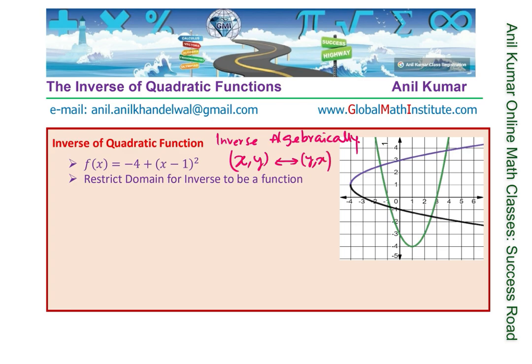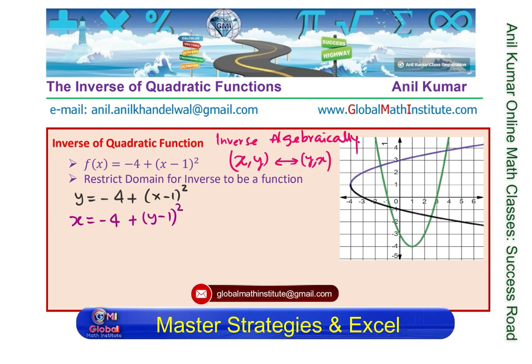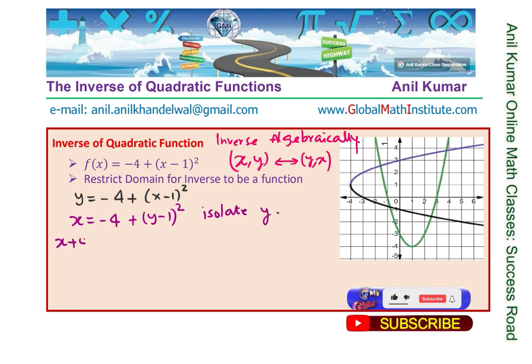So let's do that. We have this equation, which is y equals minus 4 plus (x minus 1) squared. If the function is given to you in function notation, f of x is y, and then you swap. So let's swap it now. We get x equals minus 4 plus (y minus 1) whole squared. Now we need to isolate y. So bring 4 to the other side. It becomes x plus 4 equals (y minus 1) whole squared.